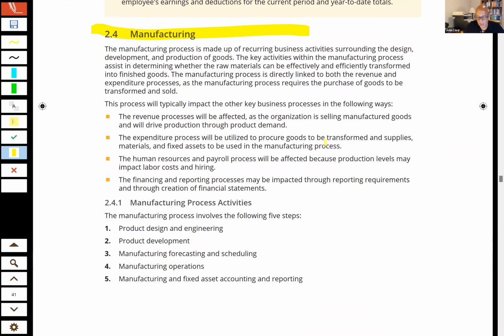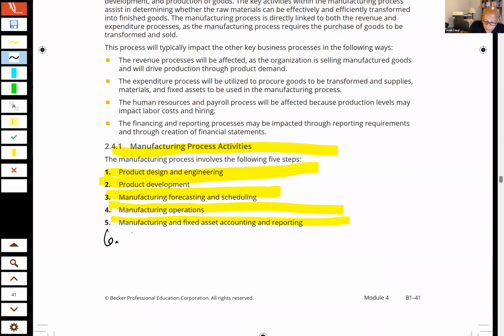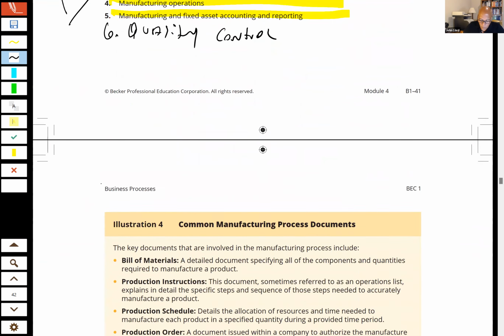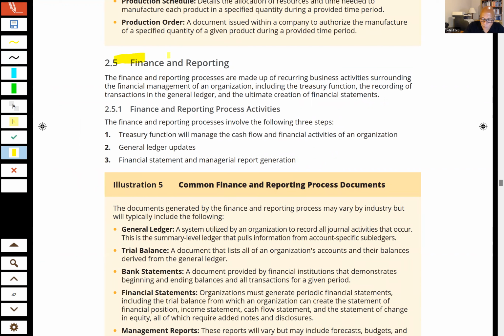Manufacturing process activities: product design and engineering, product development, manufacturing forecasting and scheduling, manufacturing operations, manufacturing fixed asset accounting, reporting. How about quality control? Again, maybe doing some sort of variance analysis to see how we're meeting our budgets in terms of the number of units we produce, we're having a lot of spoilage, normal spoilage, abnormal spoilage, et cetera. So you can flashcard those because, again, I think those do a good job of going beyond just discussion of accounting. And then again, a bunch of documents. I'm not worried about those. And then finance and reporting involve the treasury function, general ledger updates, financial statement, and managerial report generation. And you can go ahead and flashcard that.